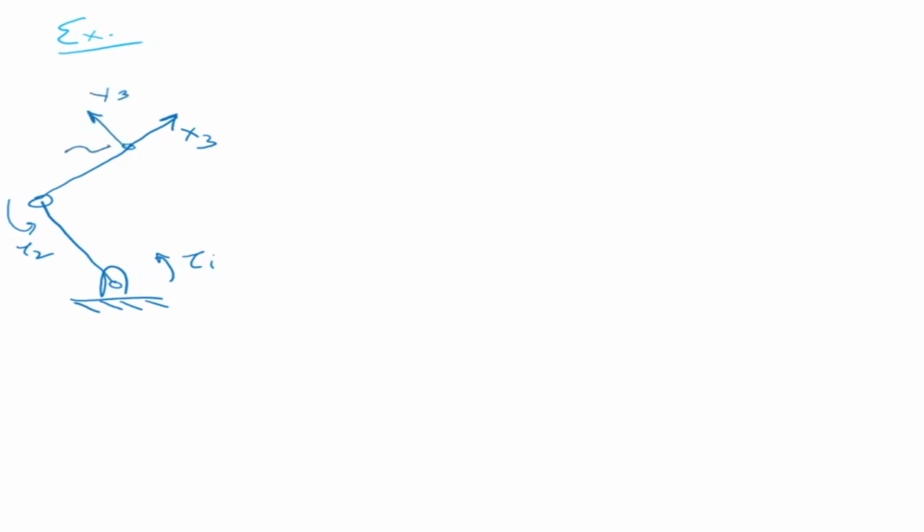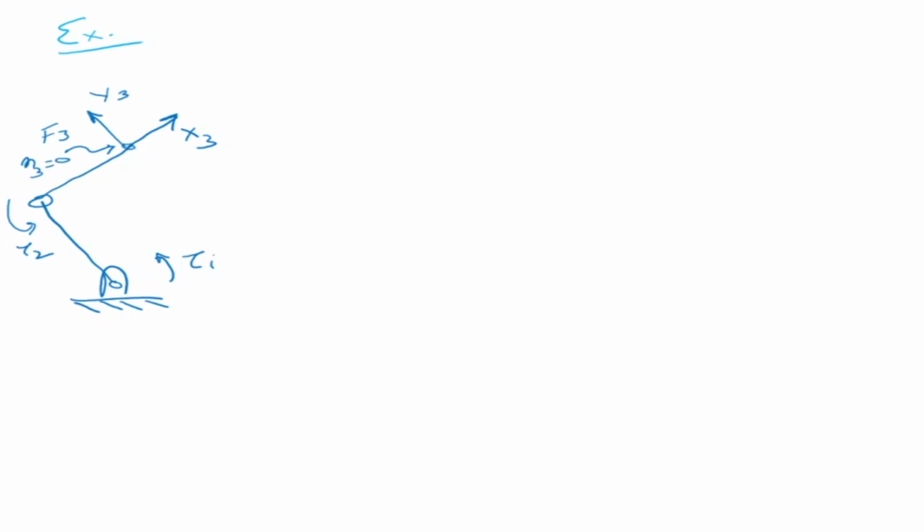So let us look at this. This is the problem. This is a two-link manipulator again. This is my torque tau 1, this is torque tau 2, and this is my third frame, x3, y3. And there is a force acting there which is F3. No moment, so N3 is equal to 0 and force F3 is acting at that point.